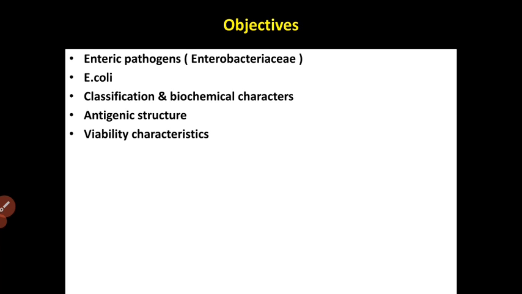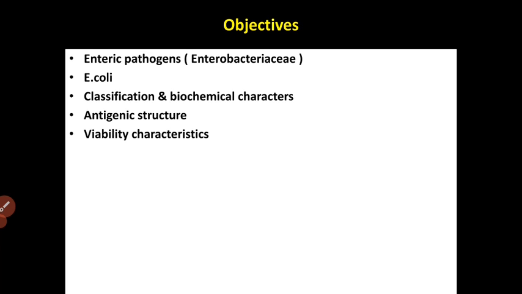Okay, now enteric pathogens are what? Why are they named enteric? Because it's a microbe that affects the intestine and can make a person sick. Fine. Enteric pathogens. Now we will be studying 5 different pathogens in this: E. coli, Shigella, Salmonella, Campylobacter, Vibrio. Okay.